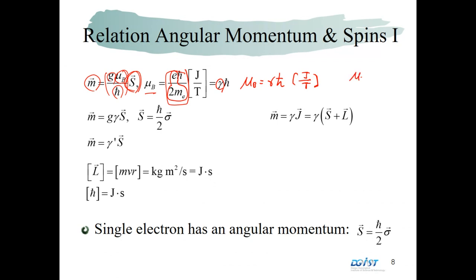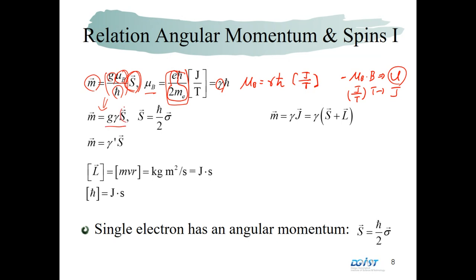So you can easily imagine that the Bohr magneton multiplied by the field generates the potential energy. So the unit should be joule, this is the Tesla, and so it should be joule per Tesla. Okay. And so we can rewrite this relation to this form.